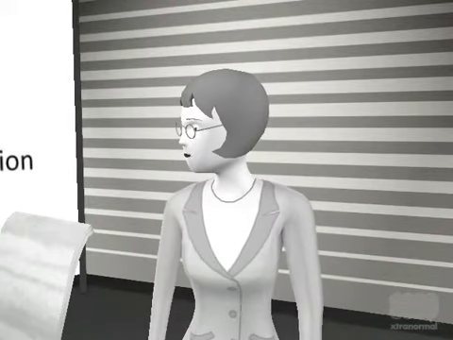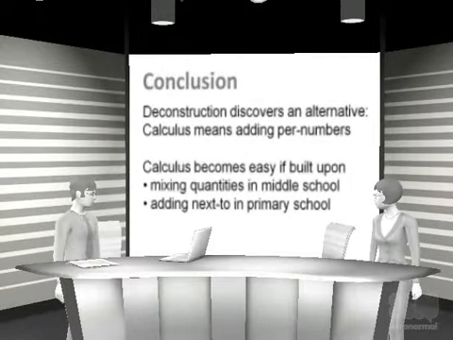Alan, do you have a conclusion? Yes, Bo. When calculus is deconstructed, a hidden alternative turns up, addition of per numbers. High school calculus will change from hard to easy, if built upon mixing quantities in middle school, and upon adding next to in primary school. Having once reversed integration, by taking apart and counting up Lego bricks, you never forget differentiation.